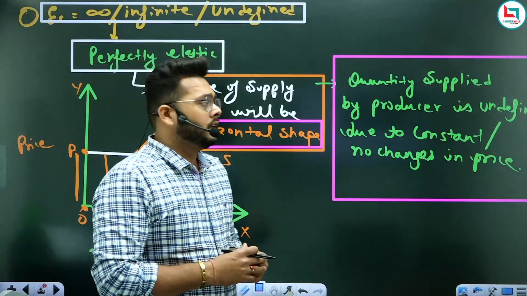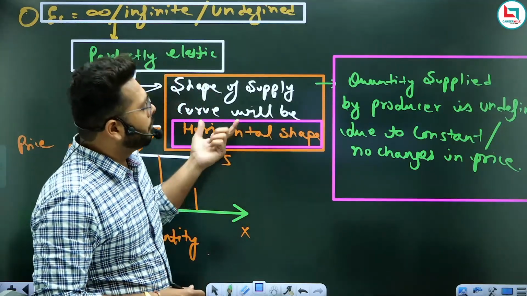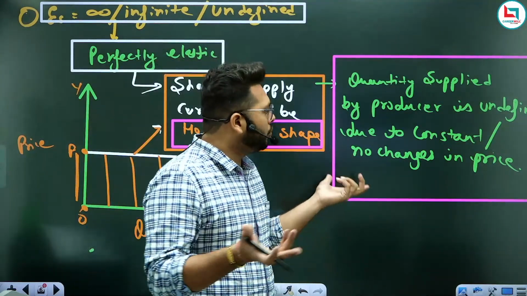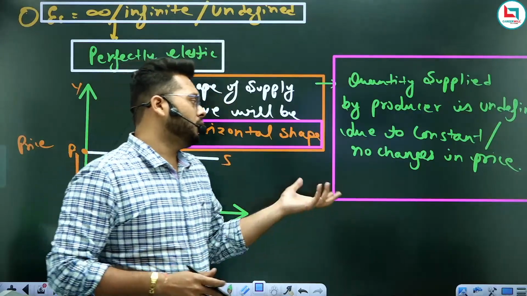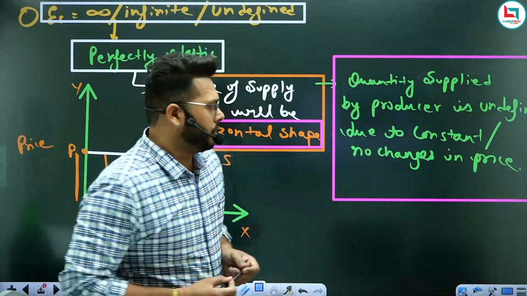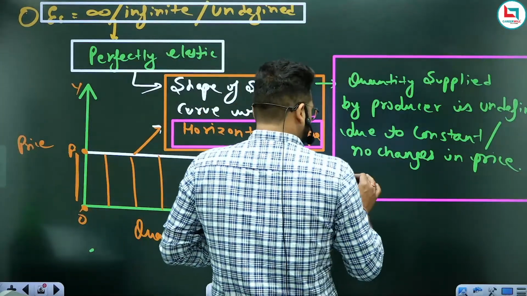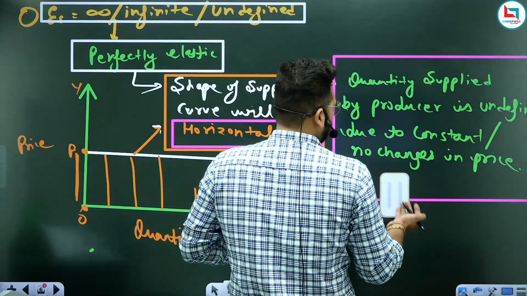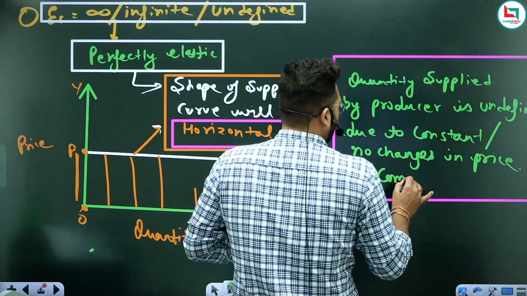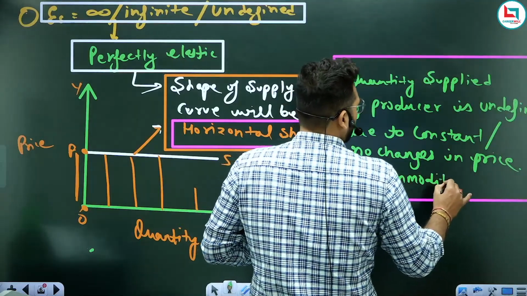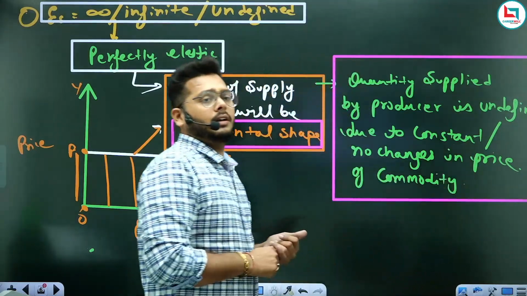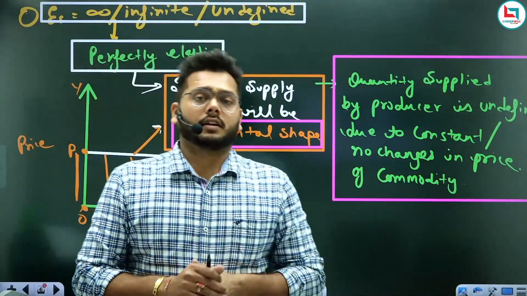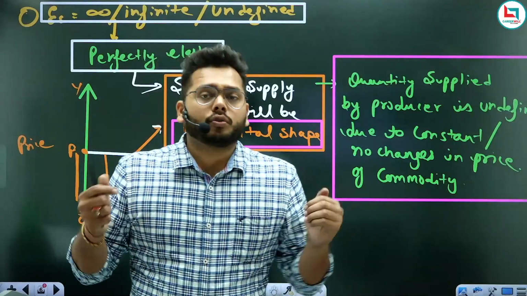So when the quantity supplied by the producer is undefined due to constant, or you can say no change in the price of the commodity, this is what is called perfectly elastic, right? So this is all about today's class.